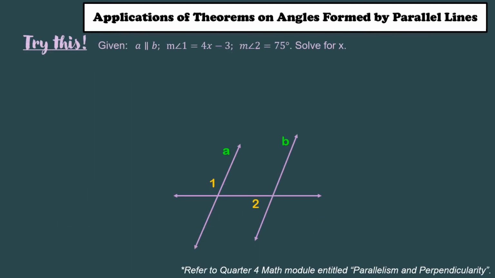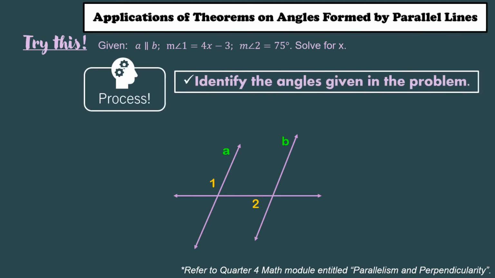Let us process what we know. Let's try to identify the angles that are given in the problem. Can angles 1 and 2 be corresponding angles? Recall that corresponding angles are a pair of non-adjacent exterior and interior angles that lie on the same side of the transversal. We see that angle 1 is an exterior angle and angle 2 is an interior angle, and that they are non-adjacent. However, they lie on opposite sides of the transversal, thus they can't be corresponding angles.